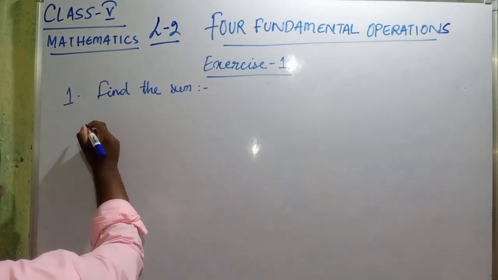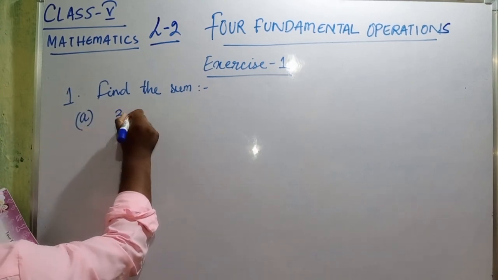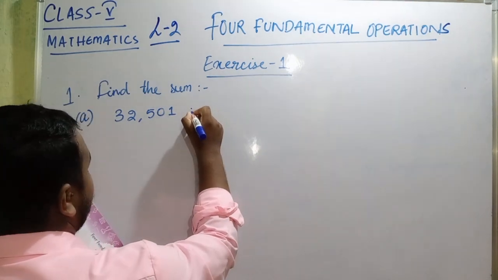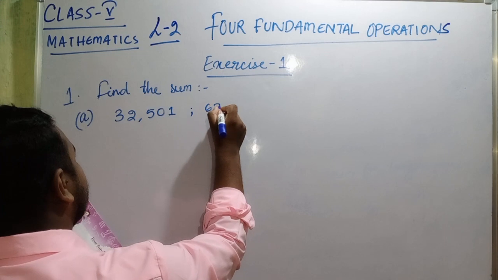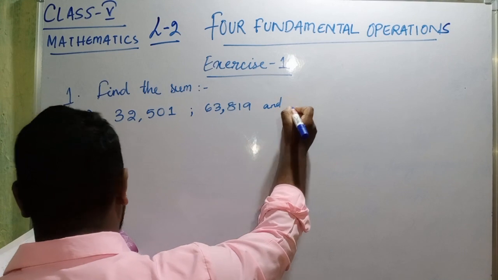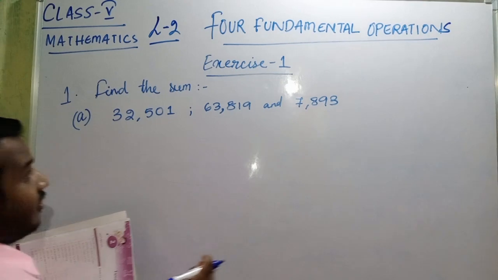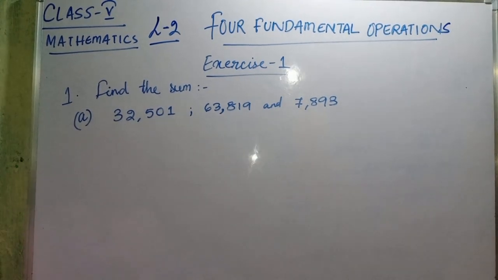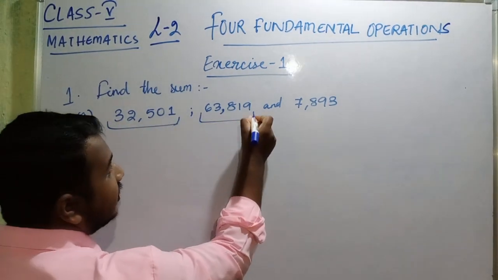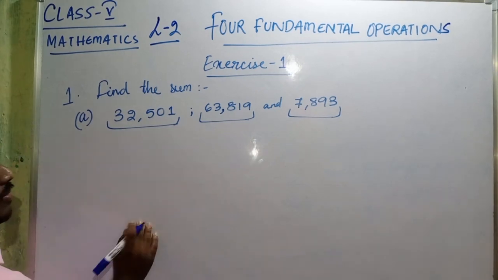Find the sum. Okay, so look here, first question. A number 32,501; 63,819 and 7,893. First, what you have to do, semicolon means you have to separate. There are how many numbers? This is one number, this is another number, and this is another number. So total 3 numbers are there. You will write the 3 numbers as it is.